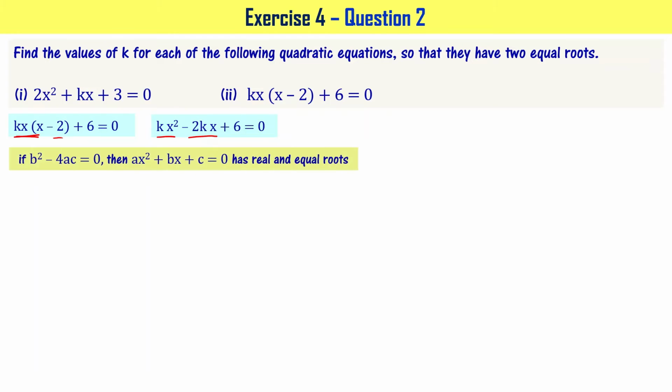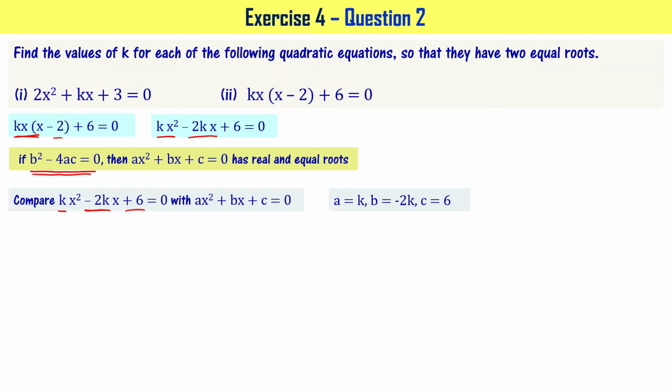Now let's compare the given equation with ax square plus bx plus c equal to 0 so that we know the values of a, b, c. Then we can substitute them into b square minus 4ac equal to 0, so that we can compute the value of k. Let's first get what are the values of a, b, c. This is a, this is going to be b, and this is going to be c, right? a equal to k, b equal to minus 2k, and c equal to 6.